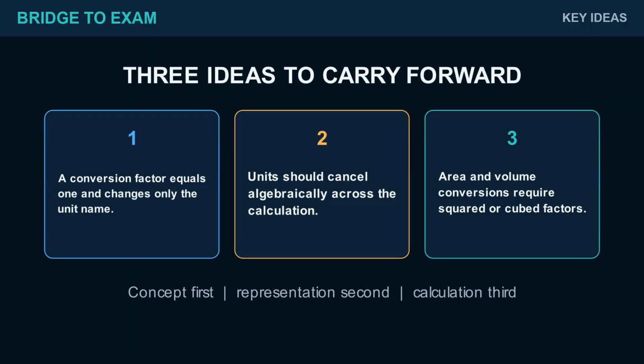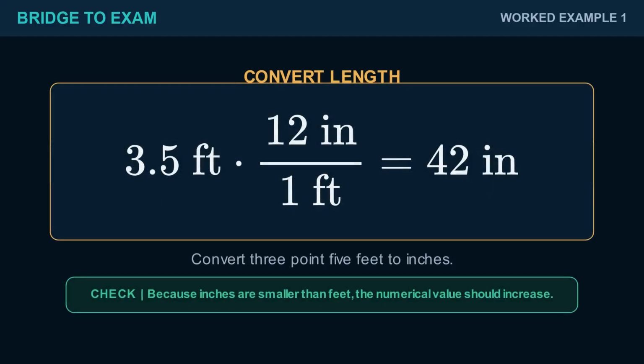3 ideas organize the lesson. First, a conversion factor equals 1 and changes only the unit name. Units should cancel algebraically across the calculation. Area and volume conversions require squared or cubed factors.